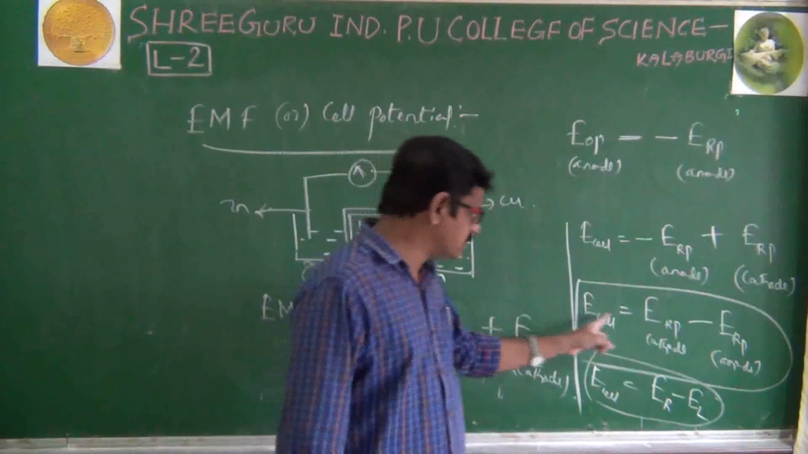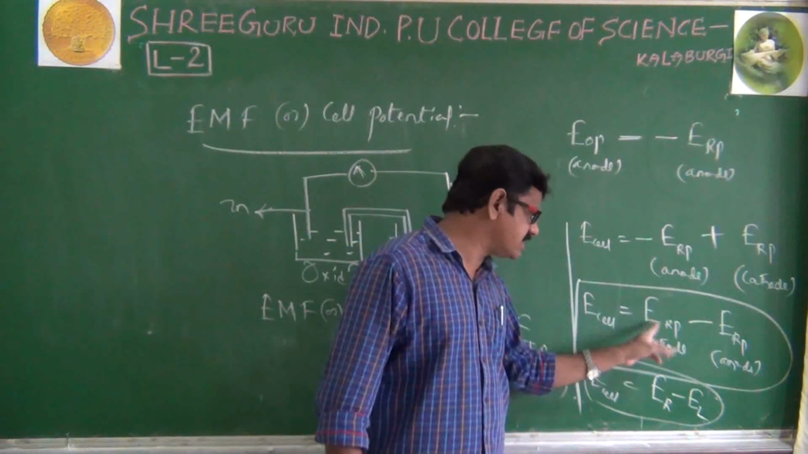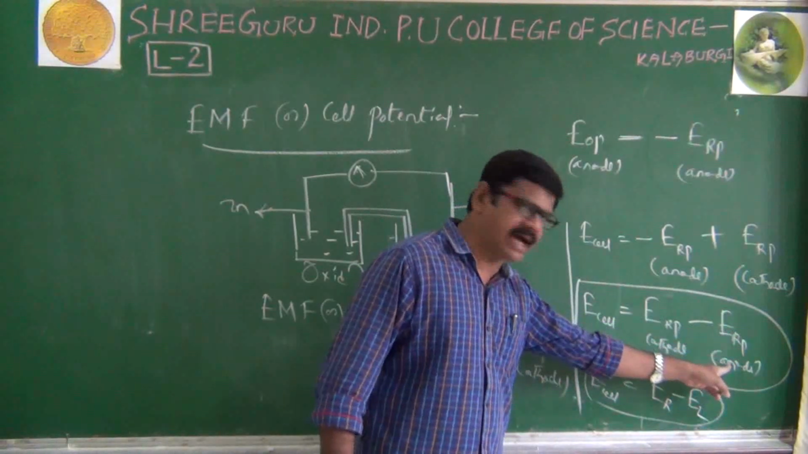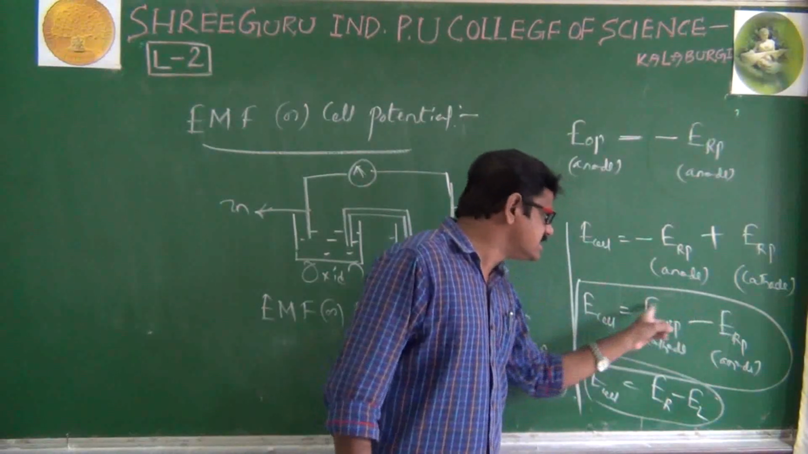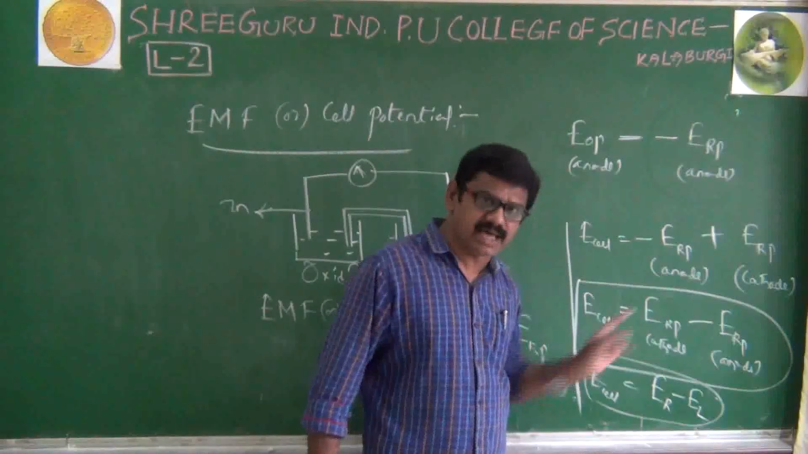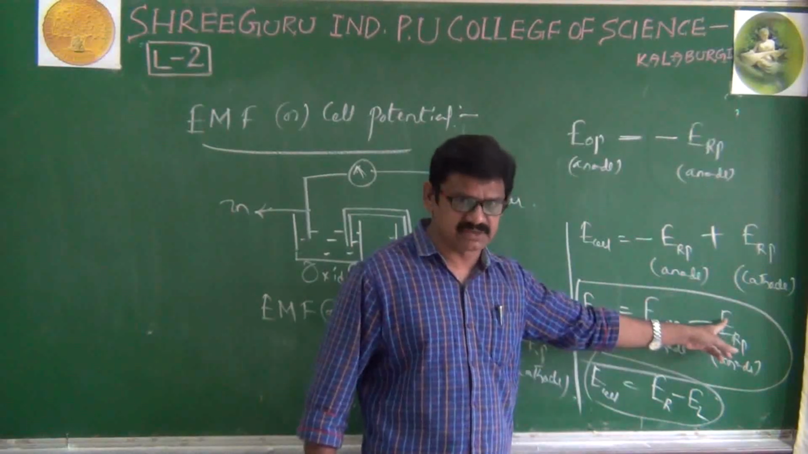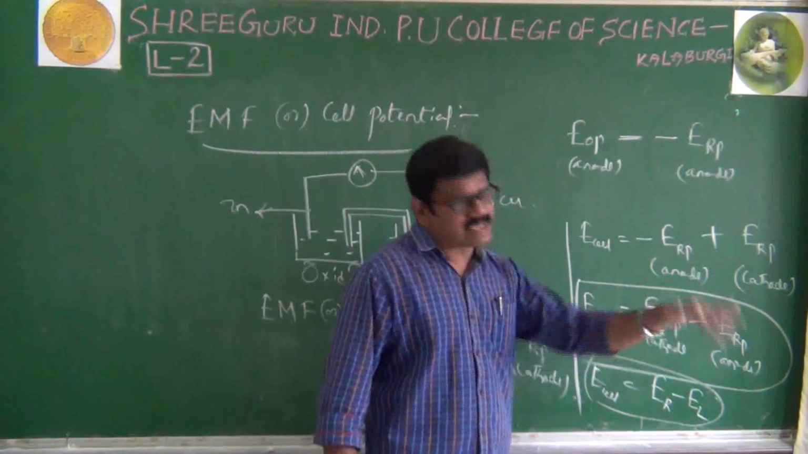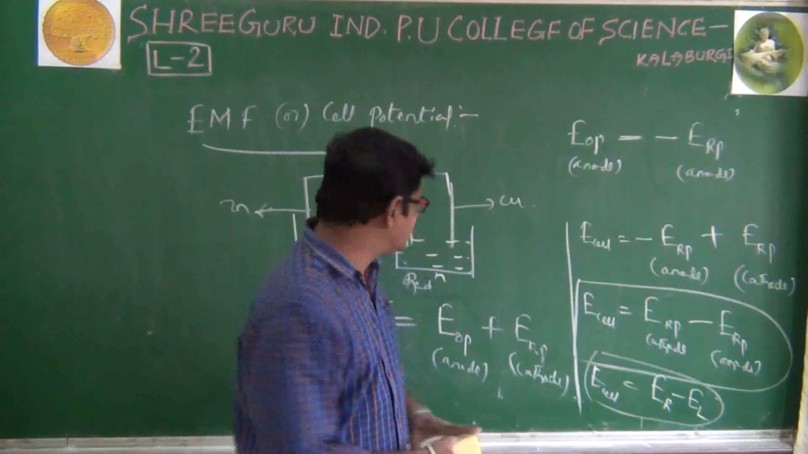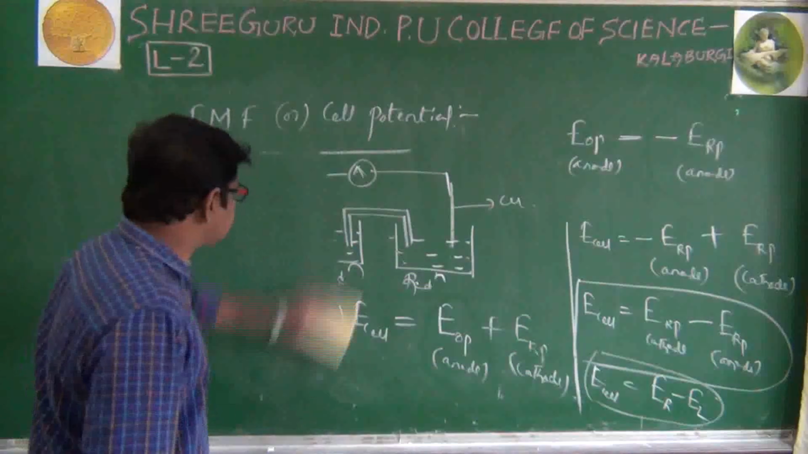Now here we have used the reduction potential of cathode minus the reduction potential of anode. We have used single electrode potential values only. They are not standard potential values. That's why the same formula we can convert into standard potentials also, like this.